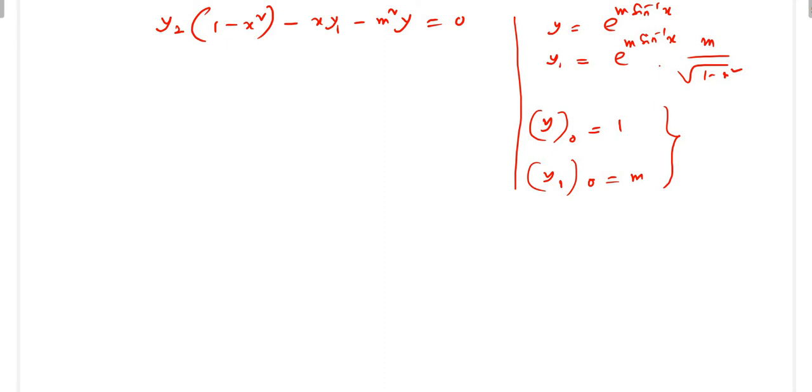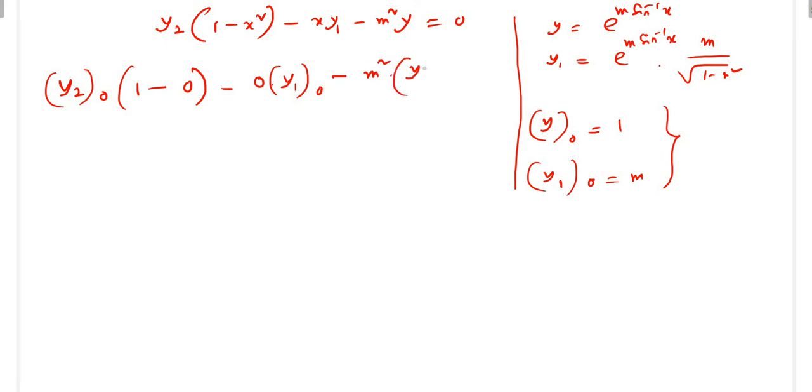Okay, this is done. So now I need to find out y2. So y2 at 0 into 1 minus 0 minus 0 into y1 at 0, I am putting everywhere x equal to 0, minus m square into y at 0 equal to 0. So ultimately we get y2 at 0 equal to m square.